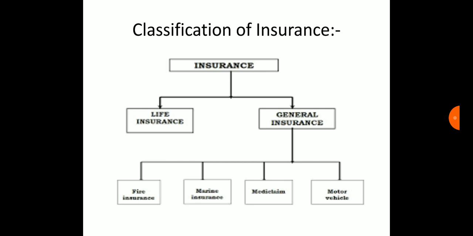Classification of insurance. Insurance is of two types: life insurance and general insurance. General insurance may be further divided into fire insurance, marine insurance, mediclaim, motor vehicle, and so on.